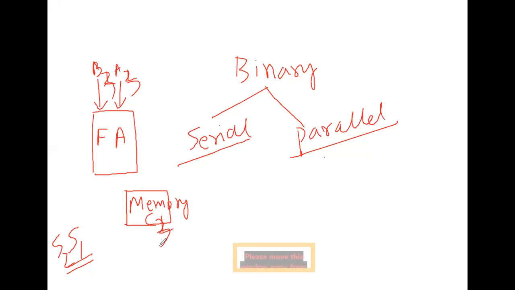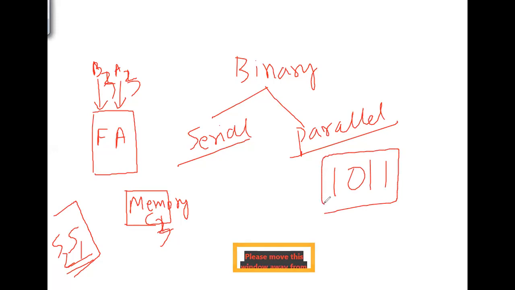Serial means only one full adder is required with a memory unit, right? That memory unit is used to store the carry bit. And the display will show you the summation. At a time you won't see it, but in parallel at a time you can see it, right? Suppose your answer is 1011, so in parallel you can see 1011 in the display.